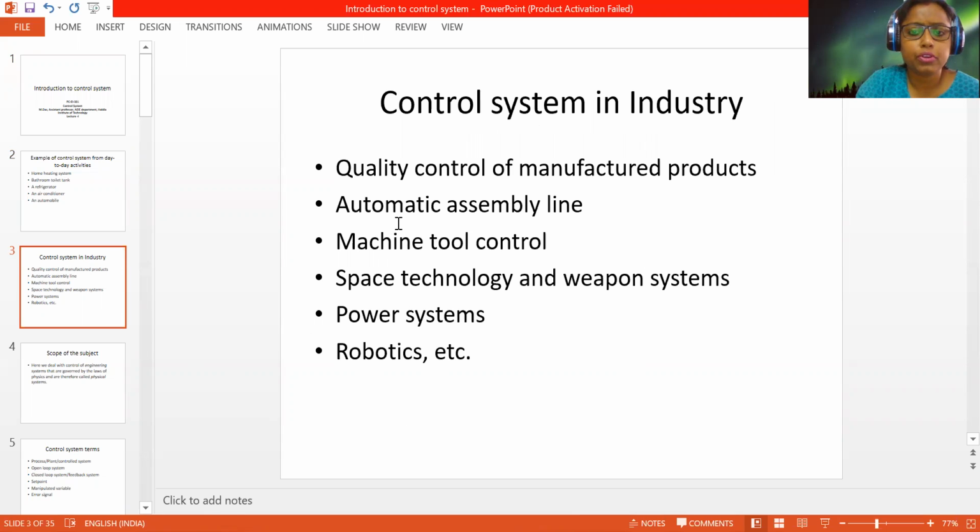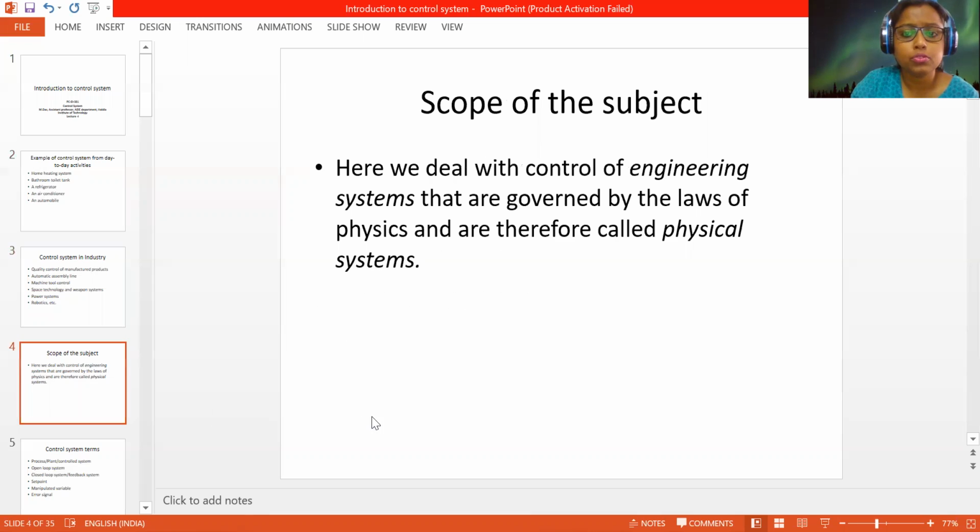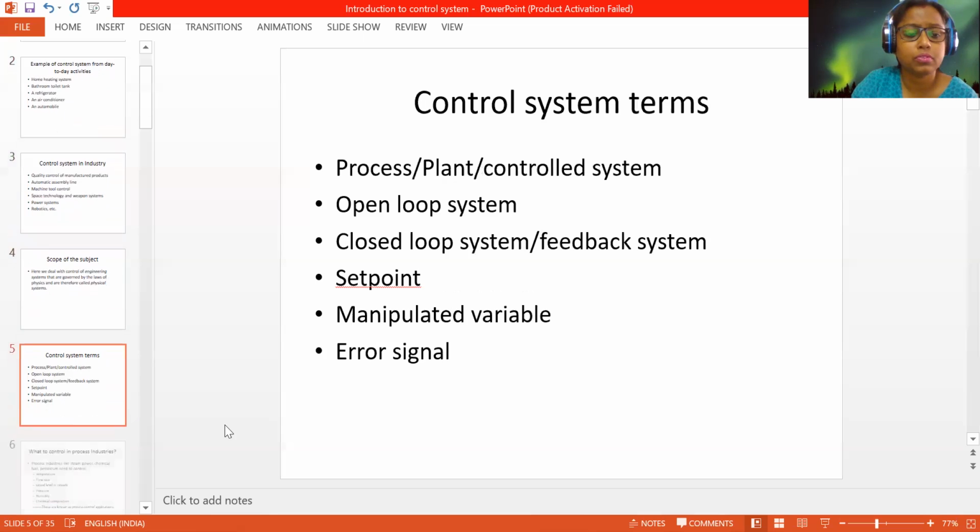In industry, the control system is used for quality control of manufactured products, automatic assembly lines, machine tool control, and in space technology. It is also used in weapon systems as well as in power systems and robotics. The scope of the subject is that here we deal with the control of engineering systems that are governed by the laws of physics and are therefore called physical systems.